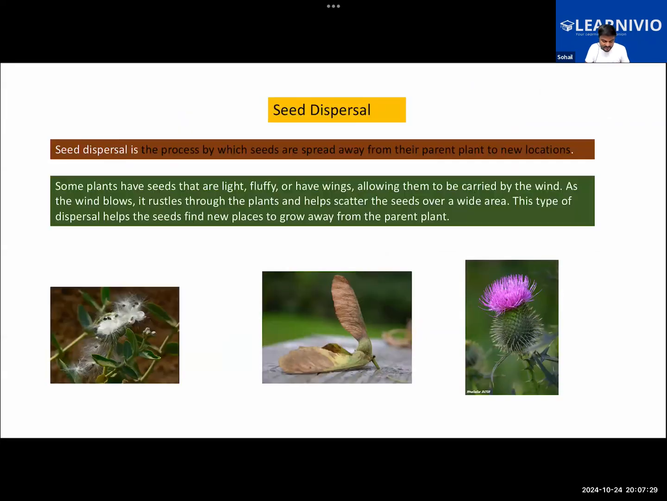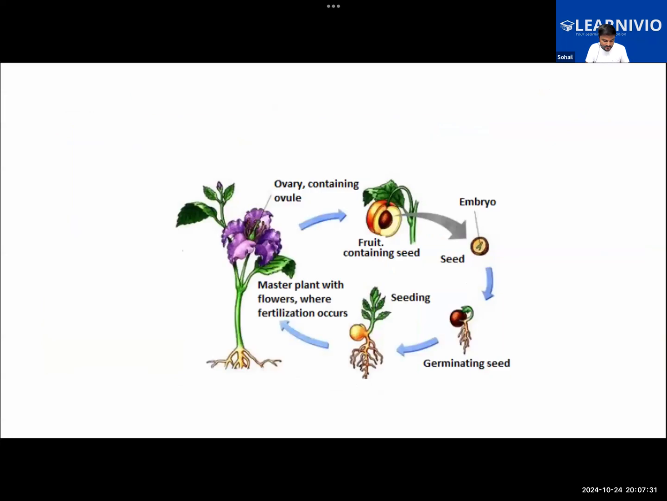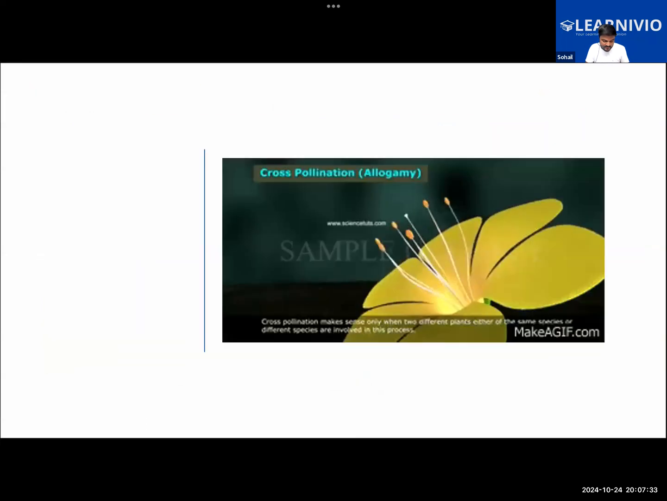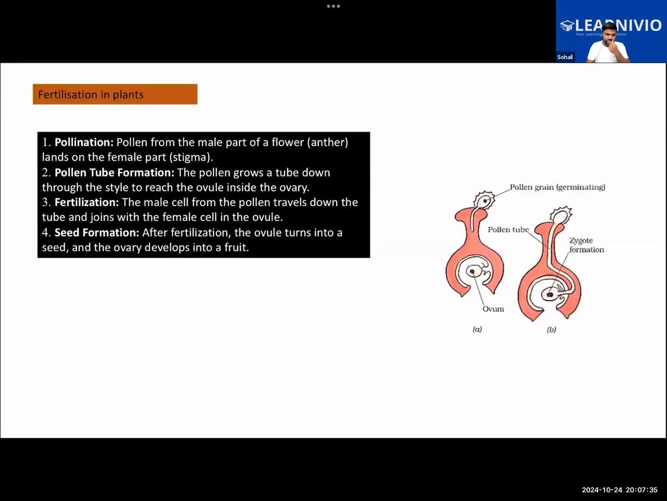So seed dispersal, we will be learning about it later on. But right now we are going to learn about fertilization in the flower. Okay, now, let us understand what happens in fertilization.